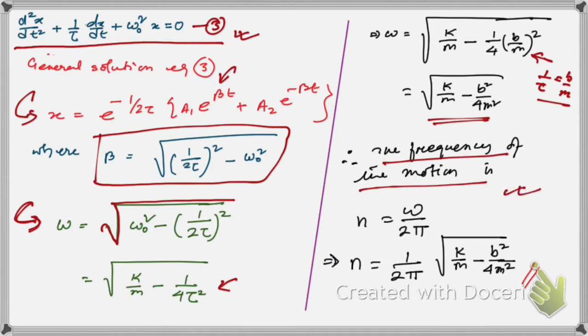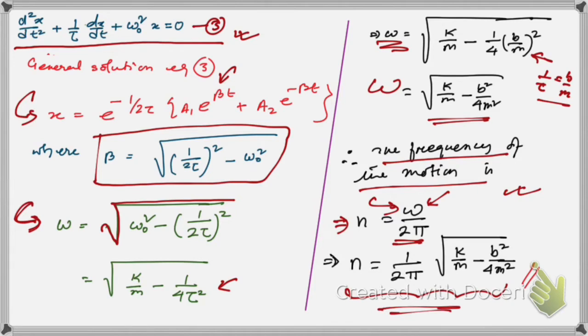Now this is the angular frequency. The frequency of the motion, n, will be given by omega, the angular frequency, divided by 2 pi, right? And if you put the value of omega here, then you will get this expression for the frequency of the motion. So hope you understood this. Now let's move on to the next question.